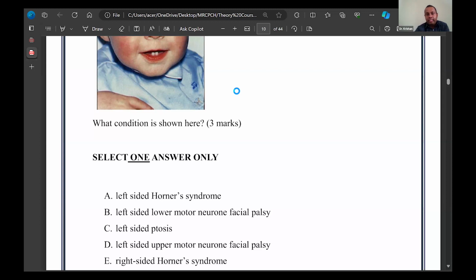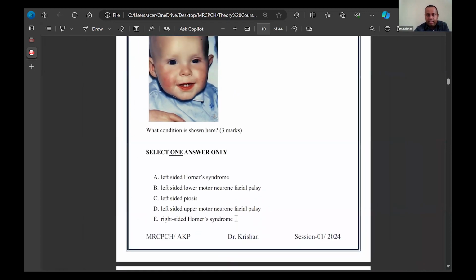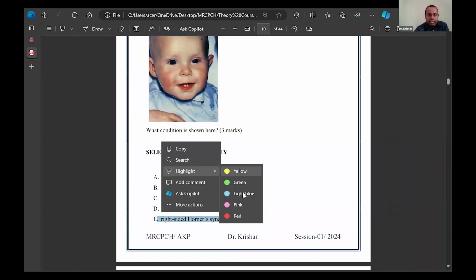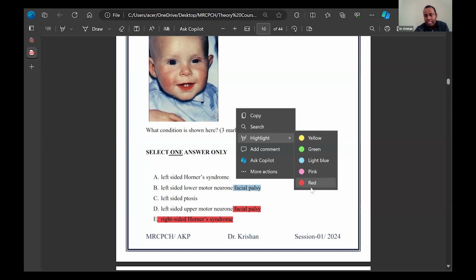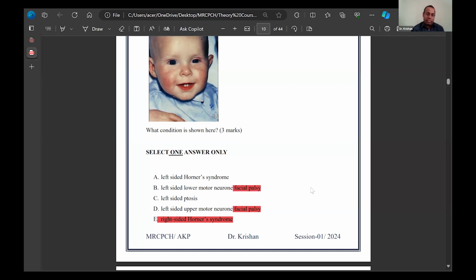Now here again, right-sided ones we can easily remove because this is something to do with the left side. So right-sided is out. That is not the answer. And then could this be facial nerve palsy? Whether it is upper motor or lower motor, the characteristic feature of facial nerve palsy is deviation of the mouth to a side, which you don't see in this child. The mouth is exactly symmetrical. That can't be the answer.